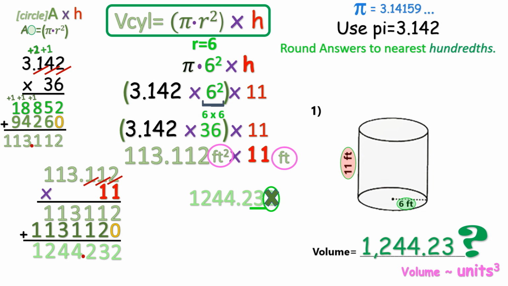So there were 3 groups of feet in that multiplication problem. But once again, the easiest way is just to remember that volume is always cubed. So the label for this one is going to be cubic feet. So the answer for question number 1, if you're following along, you have 1,244 and 23 hundredths cubic feet for the volume of the cylinder.